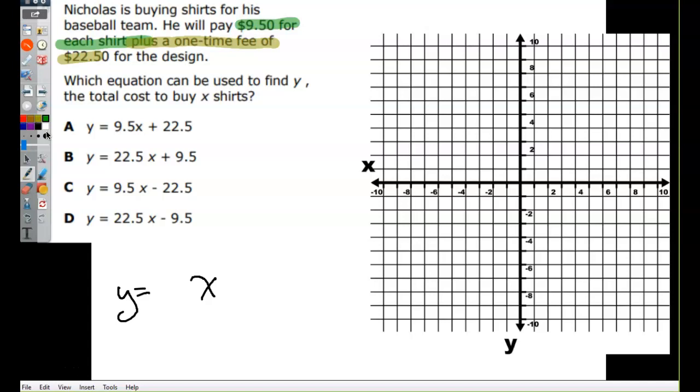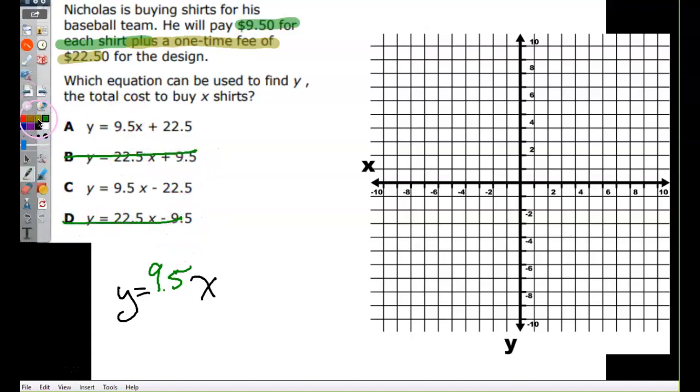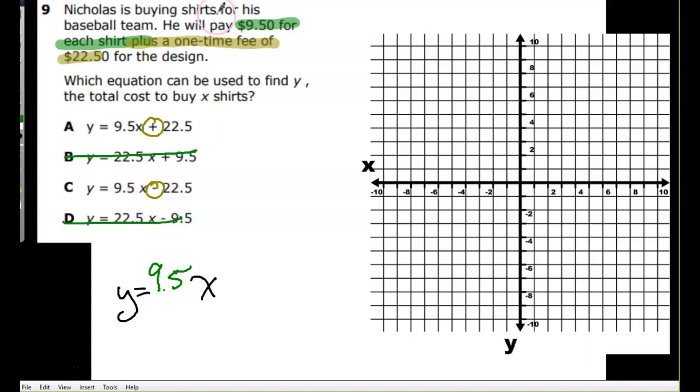But if you wanted to buy 2 cards for $1 each, how much would it be? $2. 5 cards, $5. What's the math you're doing right there? You are multiplying. Okay, so $9.50 for each shirt means I am going to multiply some number by 9.5. So my beginning of the equation should look like 9.5x. Well, that means it's definitely not B, and it's definitely not D. And remember I said that I'm always going to have 2 that are going to look very similar? Well, they both have 22.5, but I have a plus and a minus. But look at the problem. Plus a one-time fee. It's already told me I have to add that fee to whatever the cost is. It flat out told me the answer is plus 22.5. Number 9, the answer was actually in the question.